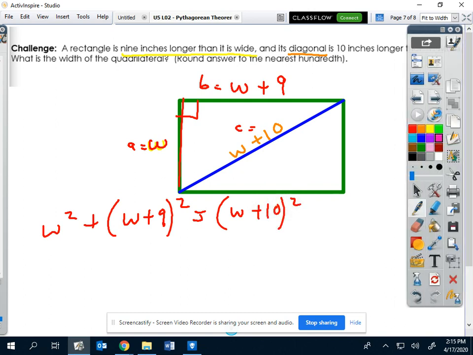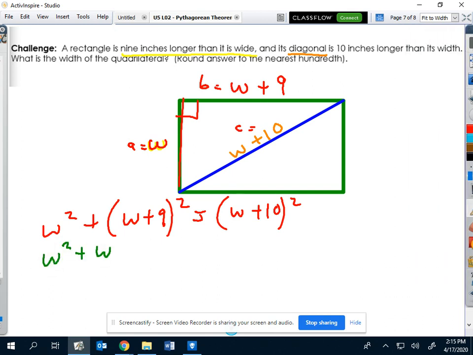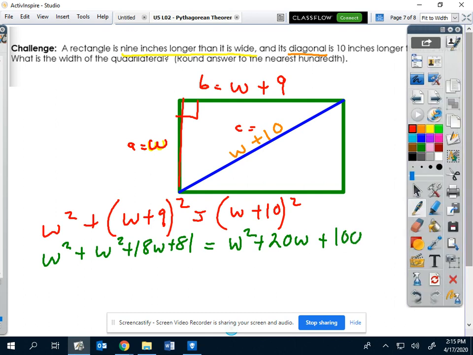Now, some of you might, but you don't actually know how to simplify this. Don't go squaring things here just any way you want. There is a process behind it that you will learn in our polynomials unit, but I'm just going to quickly knock it out for you so you can see what it would actually be. This W squared stays the same. This portion is going to actually become W squared plus 18W plus 81 equals W squared plus 20W plus 100. So there is a process behind that. If you don't know it, don't worry about it.